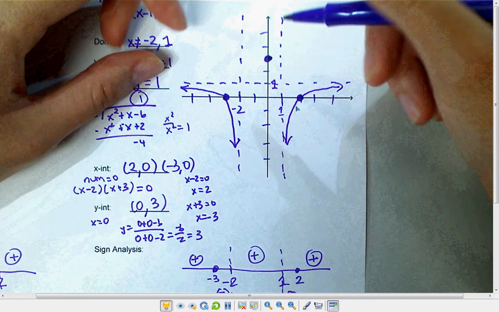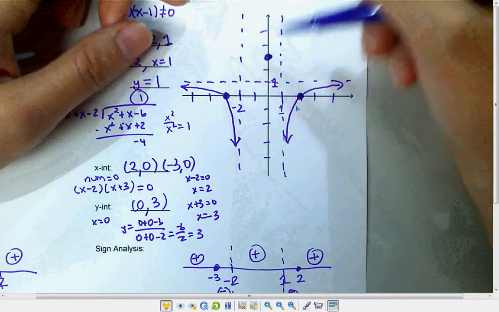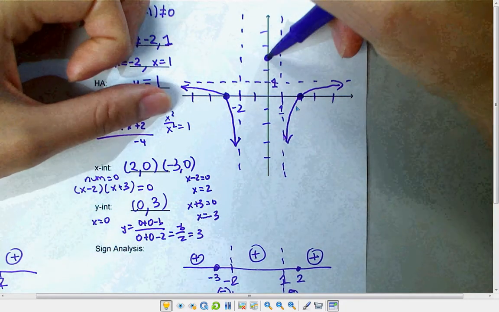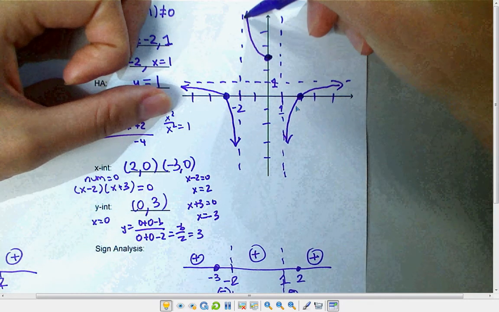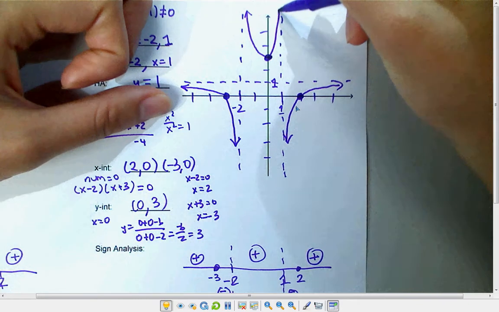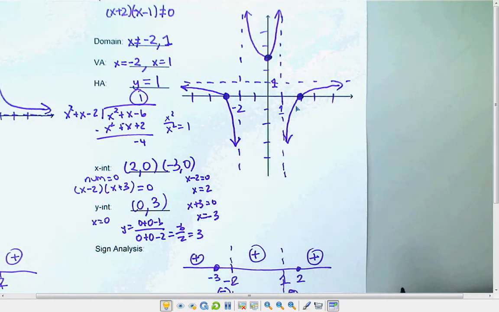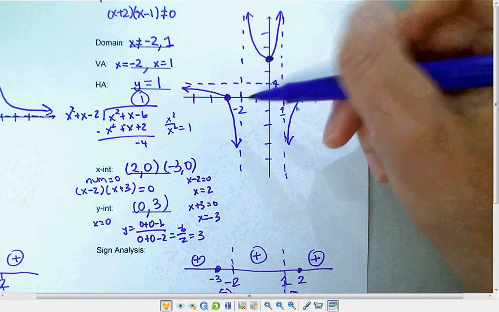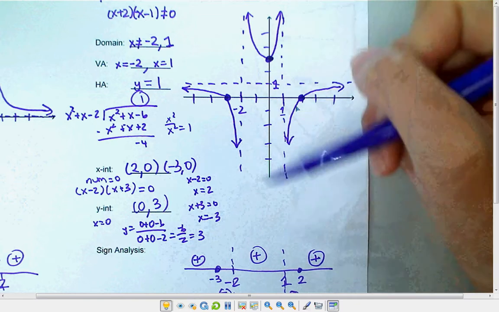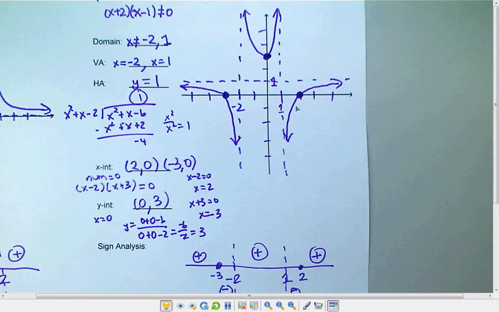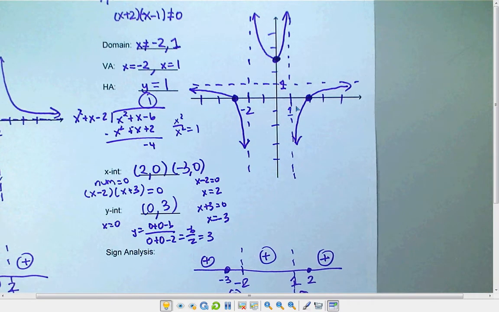So for this section, we wanted to also approach the asymptotes on both sides. Because it's positive, we want it to be going up on this side and also up on this side, because this whole section is positive. It never crosses the x-axis, so it should not be going down because there isn't an x-intercept right here. So this is my final graph for number 2.